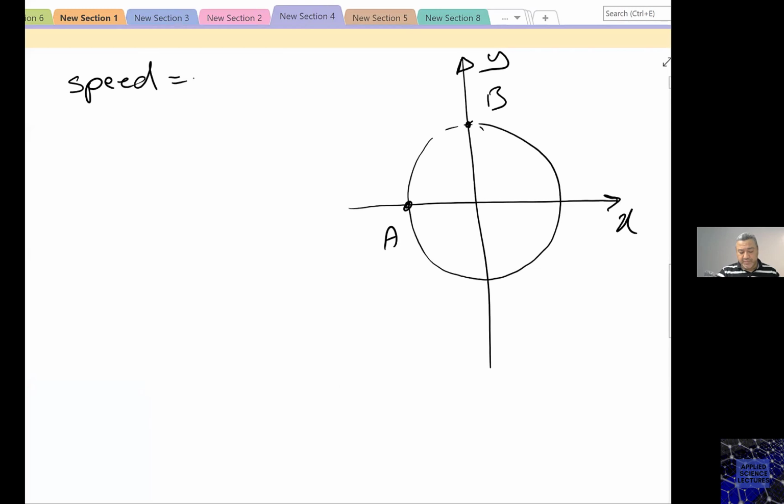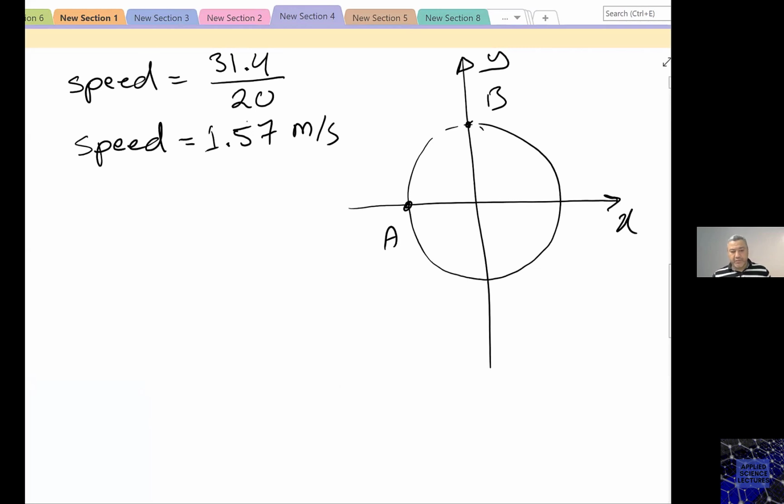The speed is 31.4 divided by 20. Then the speed is 1.57 meter per second. Okay. So this speed is constant. Now, if I am to look at the velocity, I have to include, remember what did we say about the difference between the speed and velocity? It's the direction of the motion. So I know that this is rotating clockwise. And I also know from the question that this up is north.